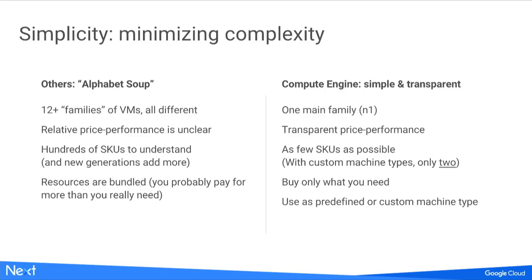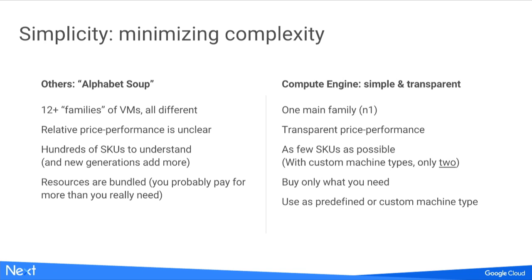So by comparison, we have one main family. It's called N1. There's a couple very special machine types called F1 and G1, but almost all of our usage and almost all of our customers are using N1. We might someday have a second family, but that's kind of a big decision for us. So we just have the one for now.